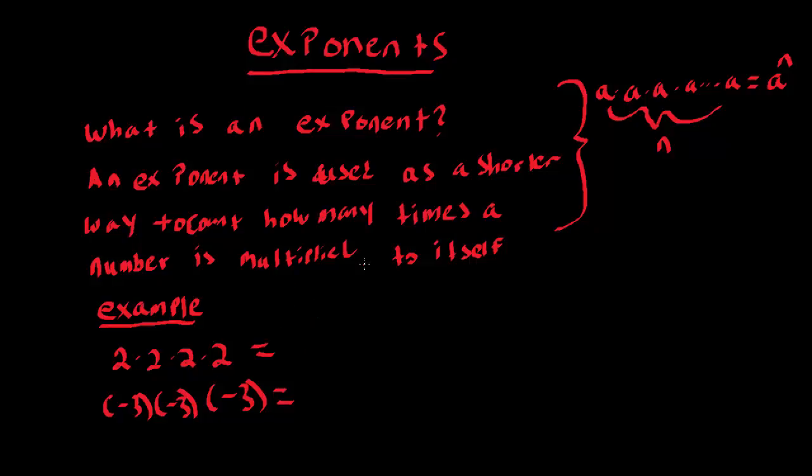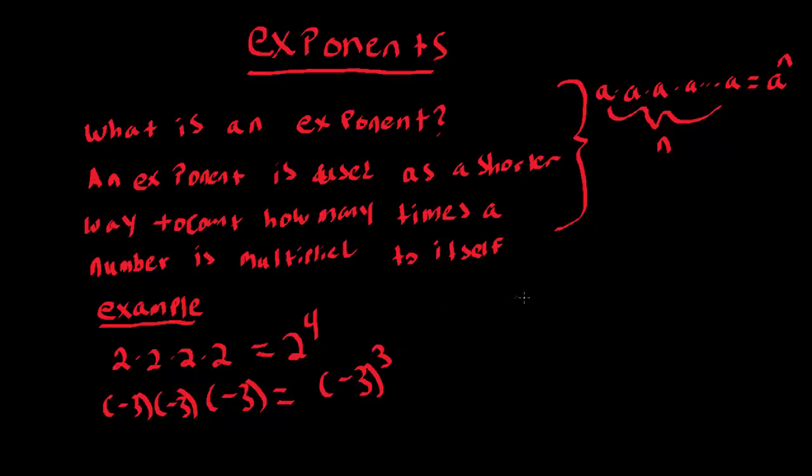2 to the fourth power. And here, this can be denoted as negative 3 to the third power. Now, it's important to note that this negative is inside of parentheses. Usually, it's better to think of negative 3 to the third power as negative 3 times negative 3 times negative 3.